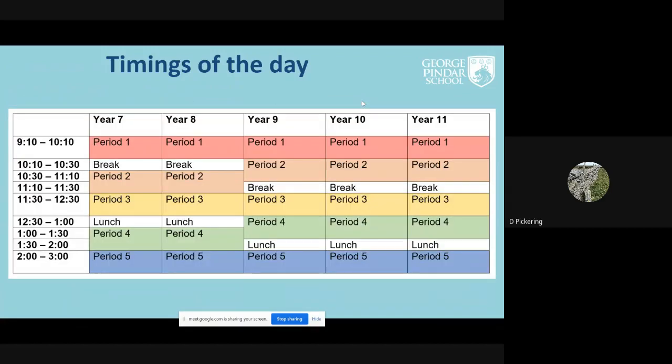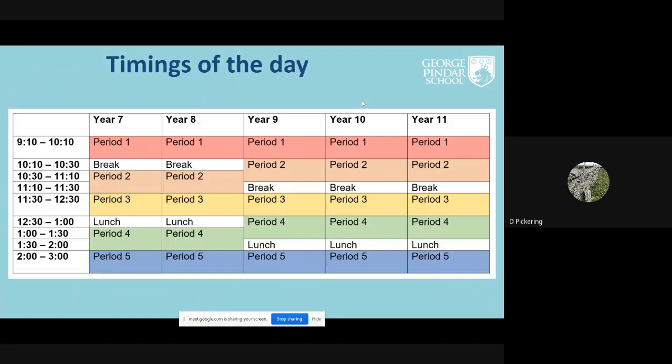So just to remind you, this is how it works at the moment. We all start period 1 at 9:10. Then if you're in year 7 and 8, you have your morning break. But if you're in 9, 10 and 11, you go straight into period 2. Then at 10:30, year 7 and 8 go into period 2. And at 11:10, year 9, 10 and 11 go for break. Then we all have period 3 starting at 11:30.